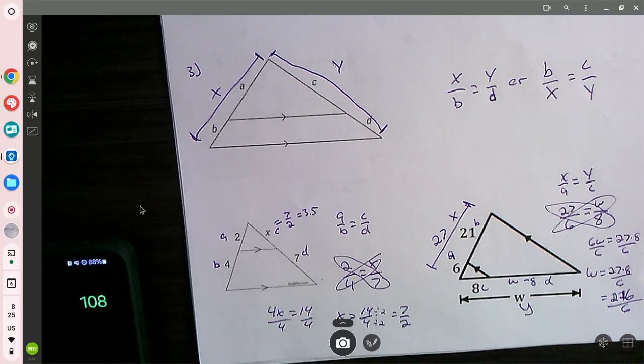Why is that so big? Yeah, let's not say that, sir.